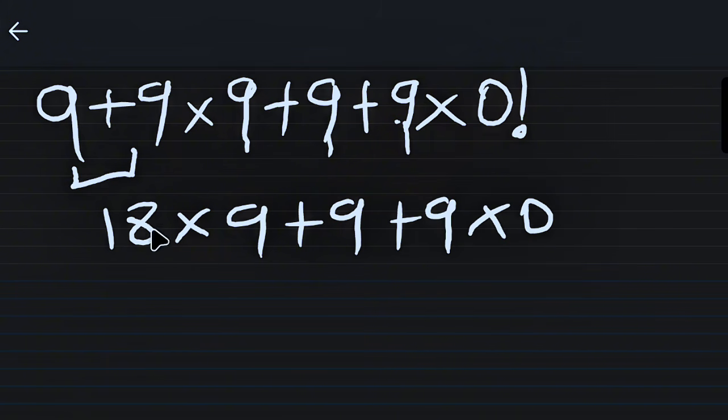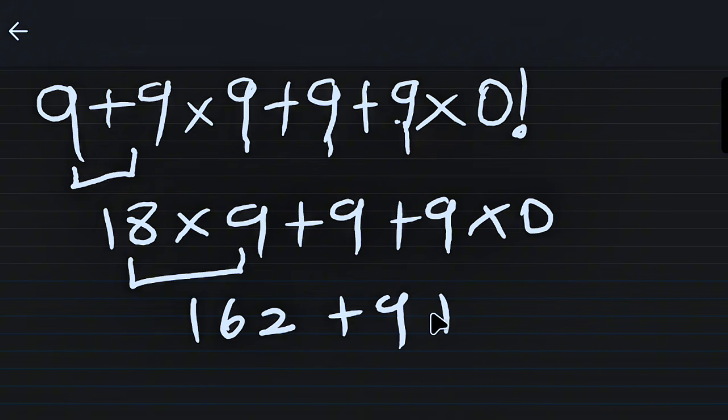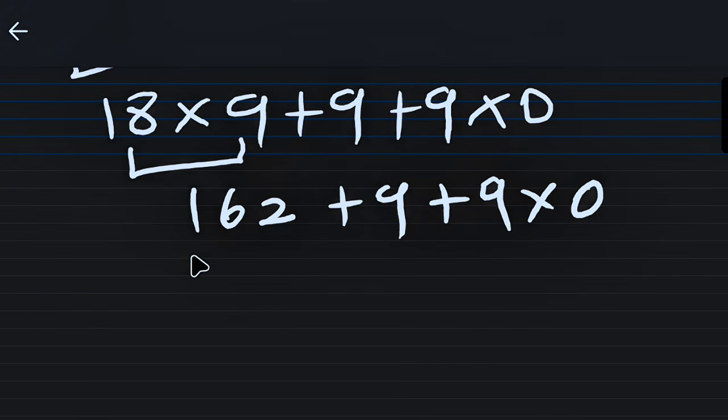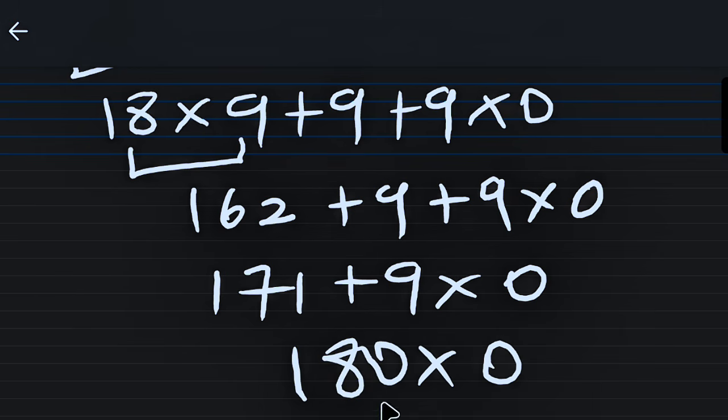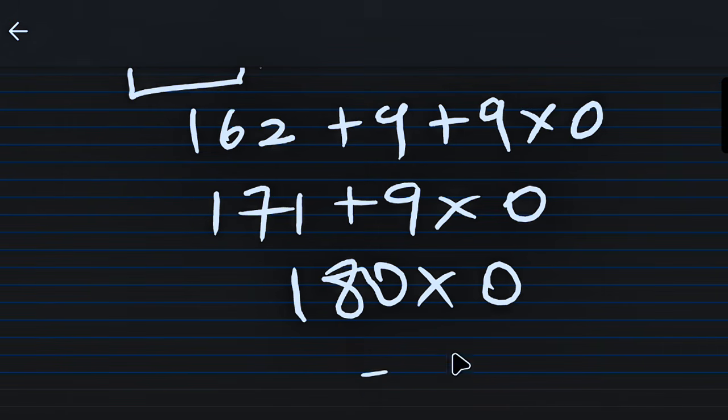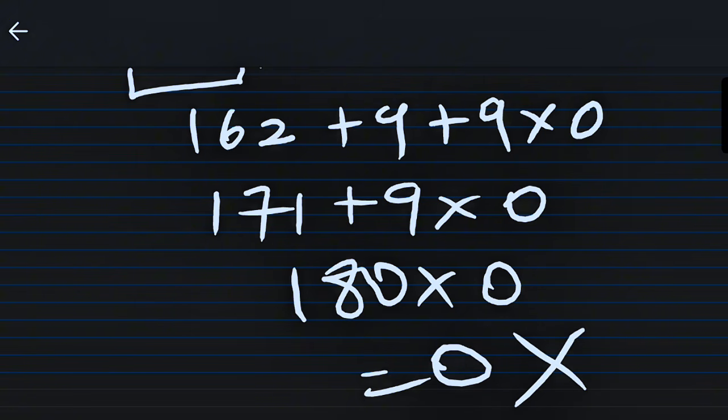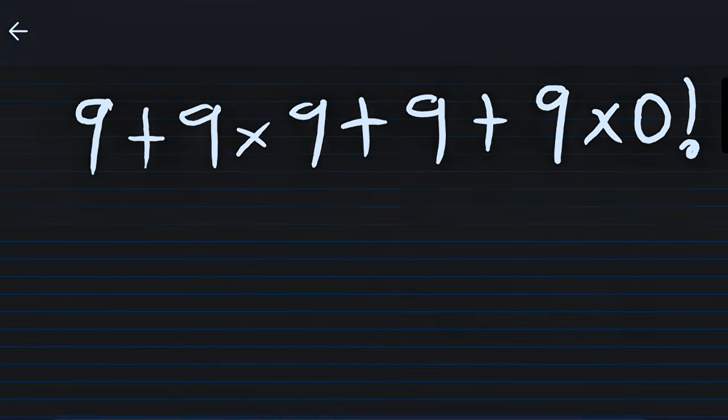Now in their next step, they multiplied 18 and 9, and they got 162 plus 9 plus 9 multiplied by 0. Next, they added these two together: 162 plus 9 gave them 171 plus 9 multiplied by 0. So from here, 171 plus 9 equals 180, multiplied by 0, and 180 multiplied by 0 equals 0.